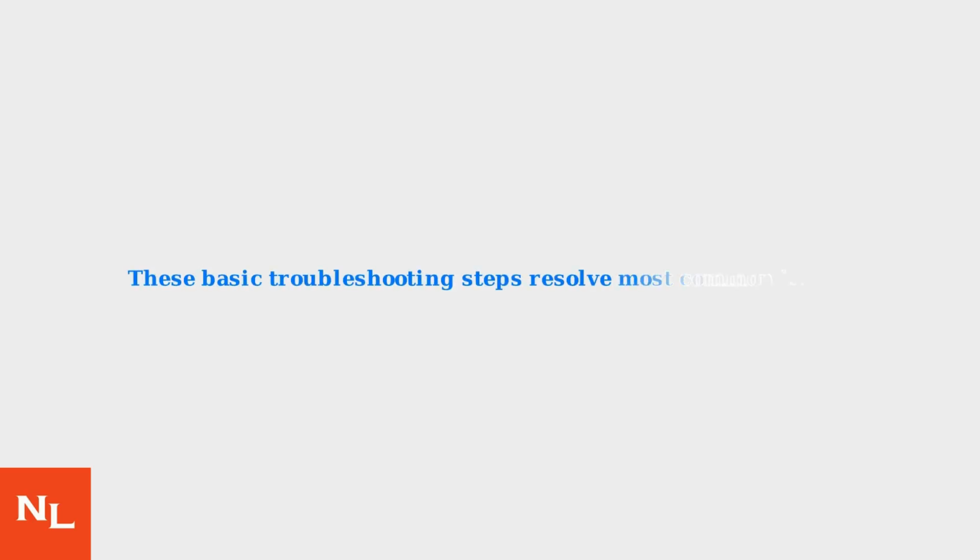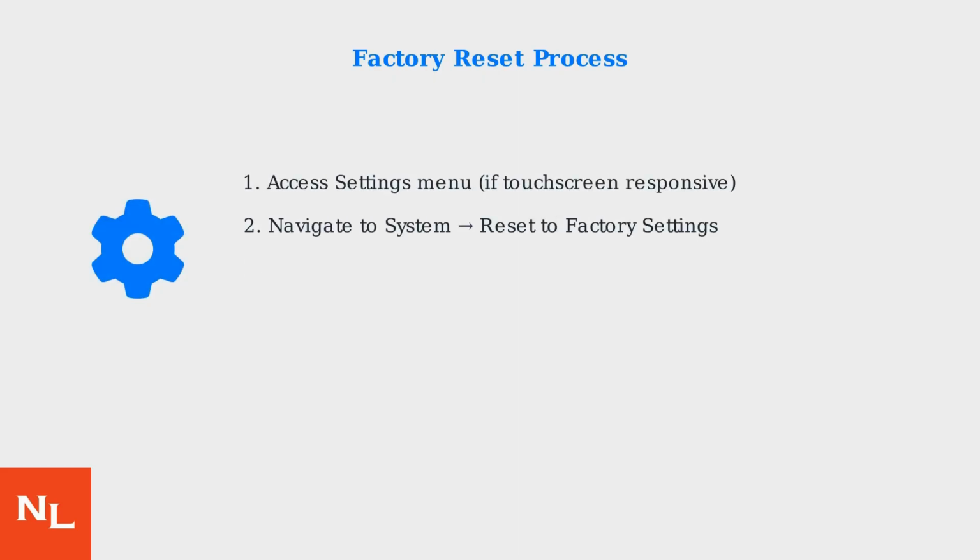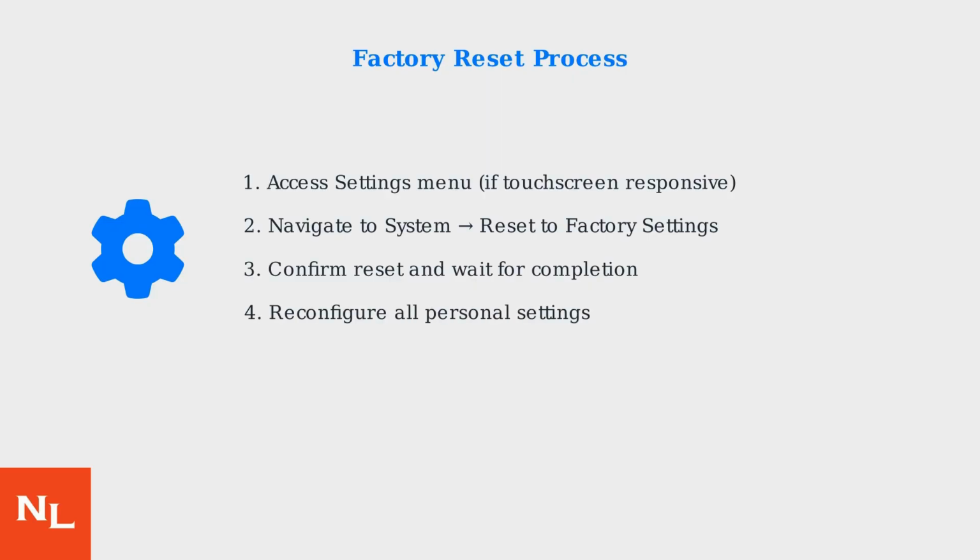These basic troubleshooting steps resolve the majority of common infotainment issues in the 2024 Chevy Trax. Start with the soft reset, progress to the hard reset if needed, and address specific audio or Bluetooth problems with targeted solutions. When basic resets fail to resolve your infotainment issues, a factory reset may be necessary. This more comprehensive solution clears all cached data and returns the system to its original state.